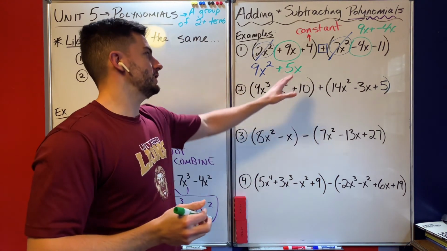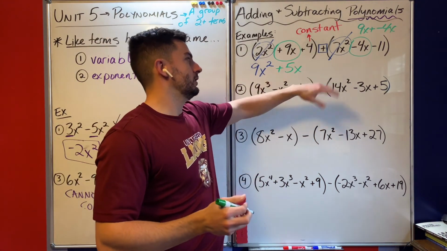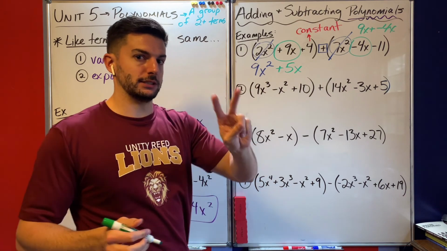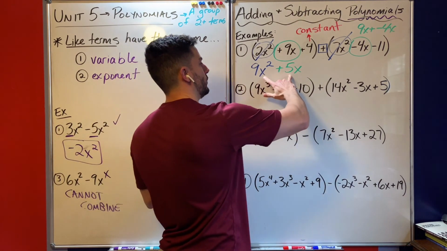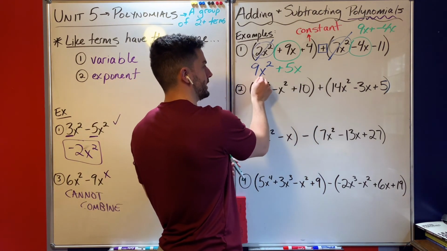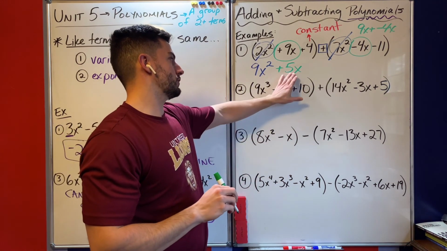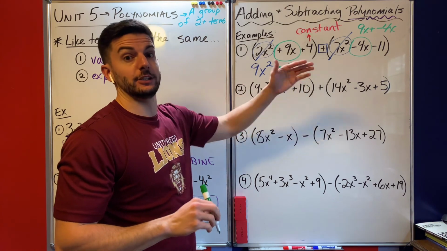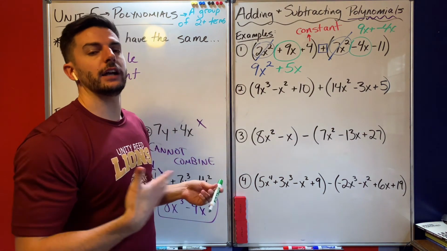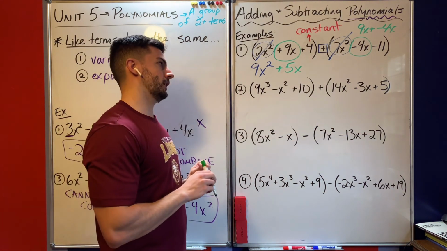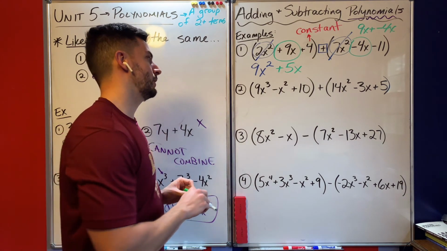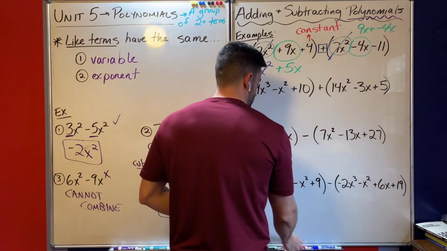Notice these pluses and minuses serve two purposes. They tell you what operation is happening, like 9x squared plus 5x, but they also tell you whether the term right after the sign is positive or negative. So those signs serve two purposes. That takes some getting used to.